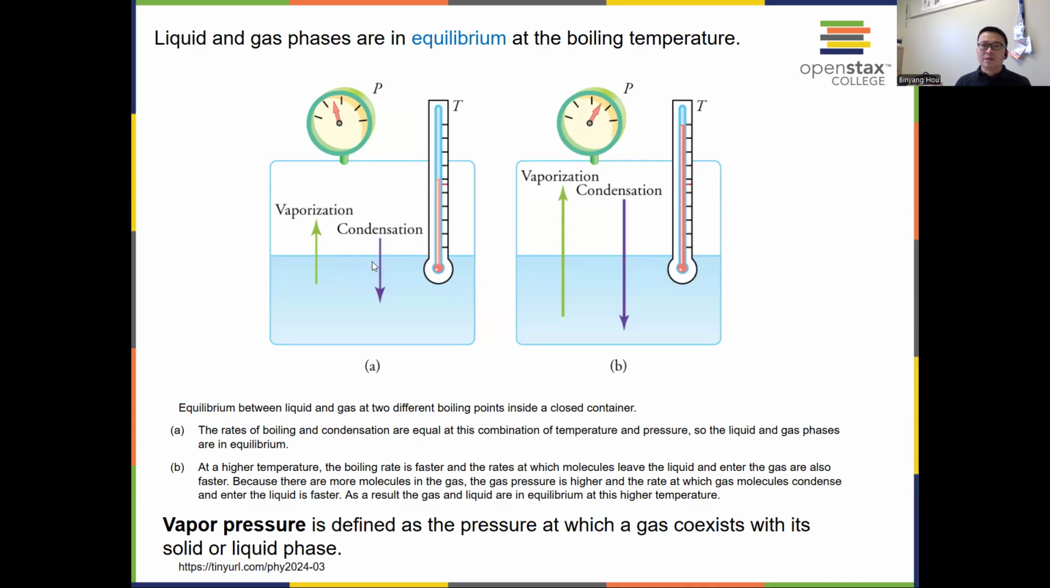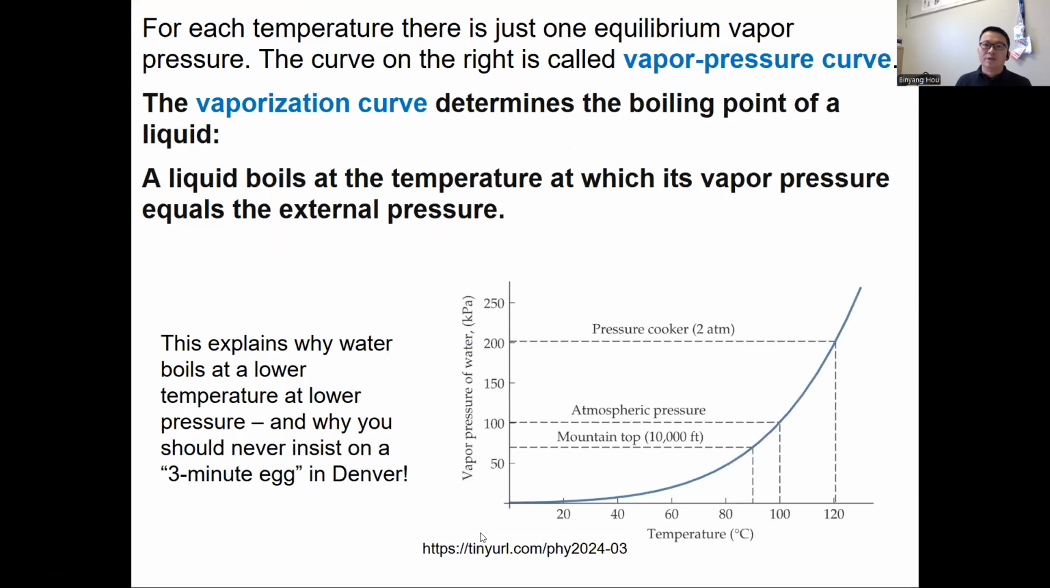It's not like these two are not happening, but they are actually happening at the same time, and at the same rate. So they are in equilibrium. Okay. And a term called vapor pressure is defined as the pressure at which the gas coexists with a solid or liquid. And vapor pressure determines the boiling temperature of the liquid.